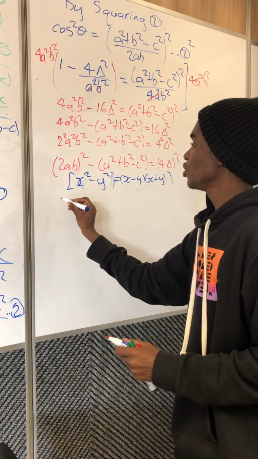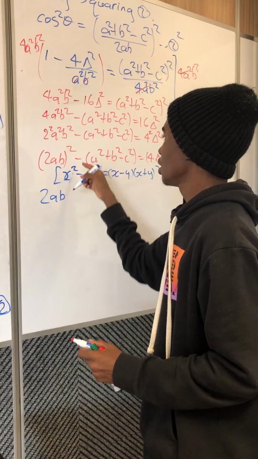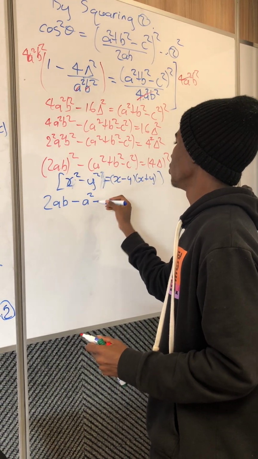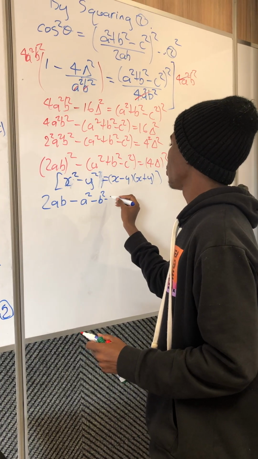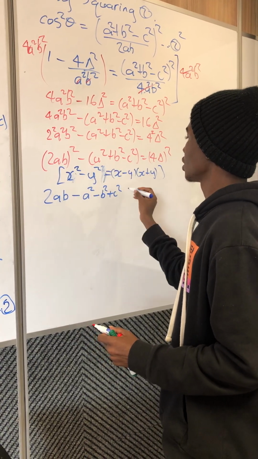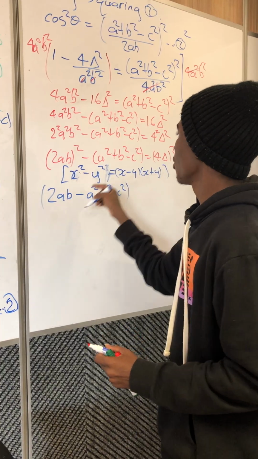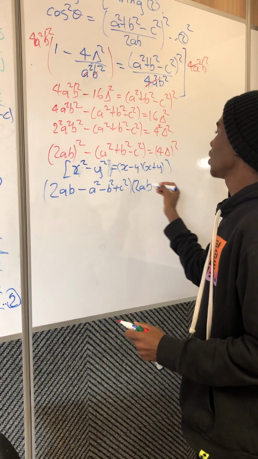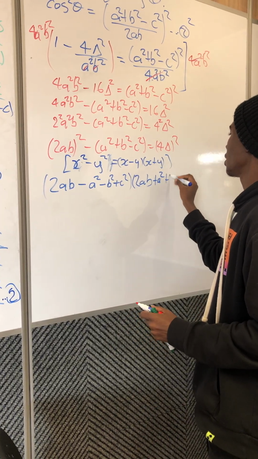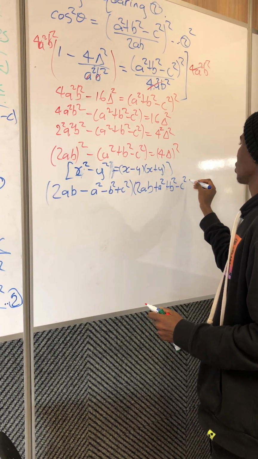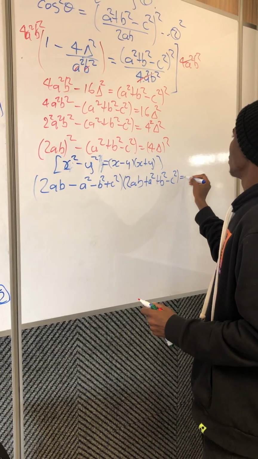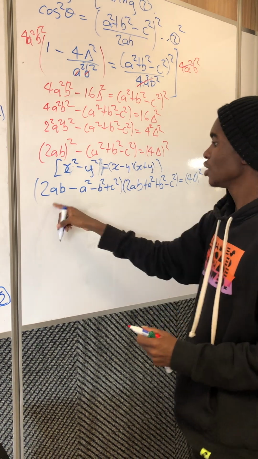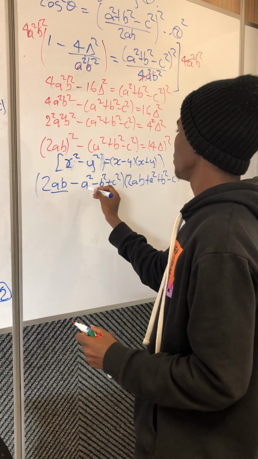So here we are going to have 2ab minus a squared minus b squared plus c squared, right? And we multiply this with 2ab plus a squared plus b squared minus c squared, like this, and this should be equal to 4 delta squared, like that.